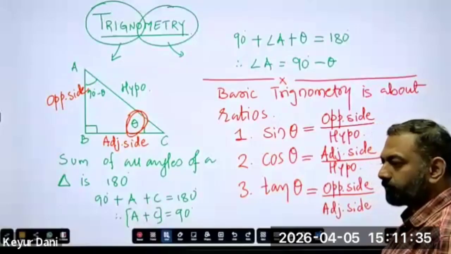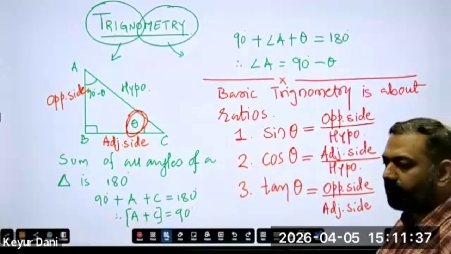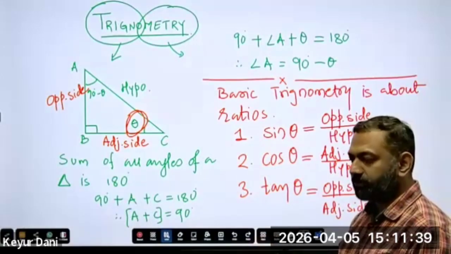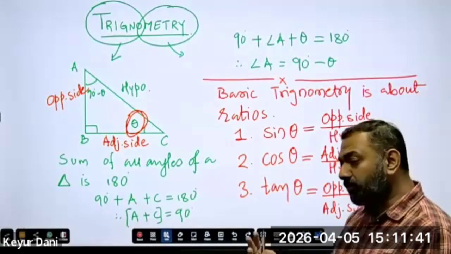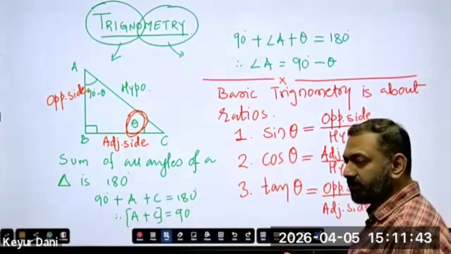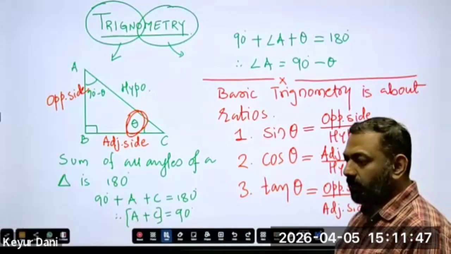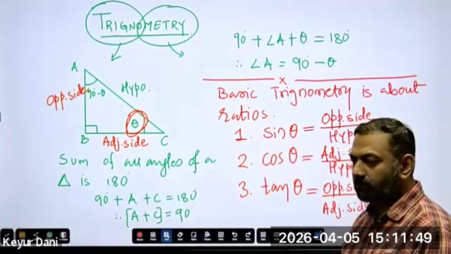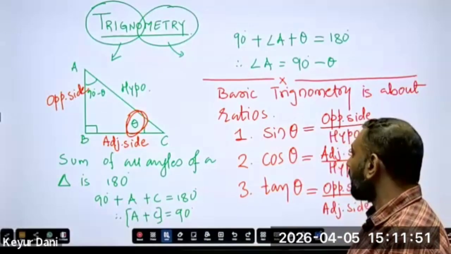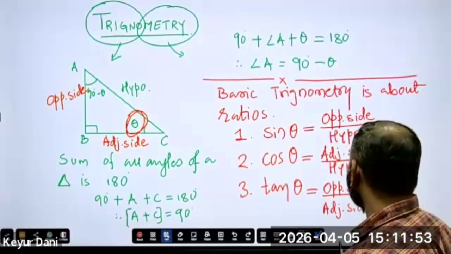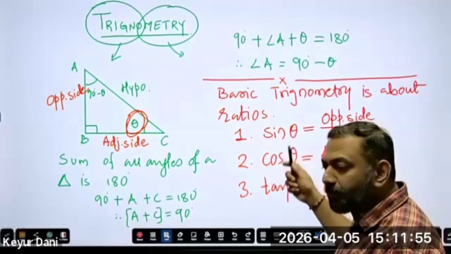Yeah, I'm done. Sine, cos, and tan. These are the three basic trigonometric functions. Now, besides these three, there are three more. So basically, there are 6 trigonometric ratios. One is sine, the other is cos, the third is tan, but three more are there. Now, those three are reciprocals of these.